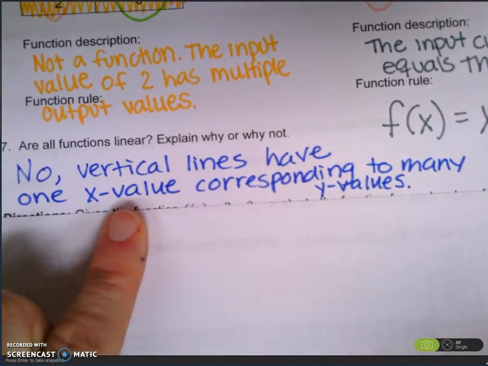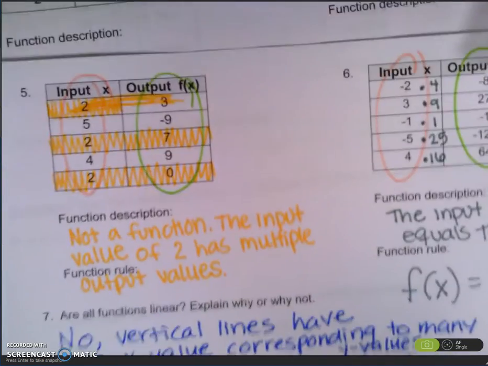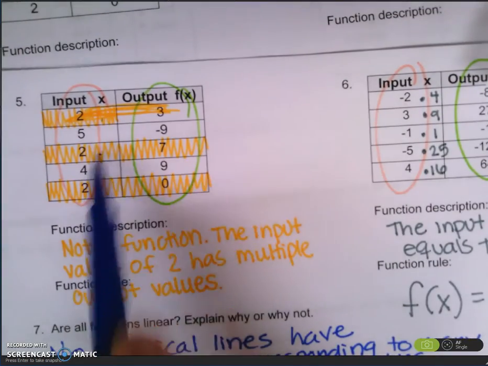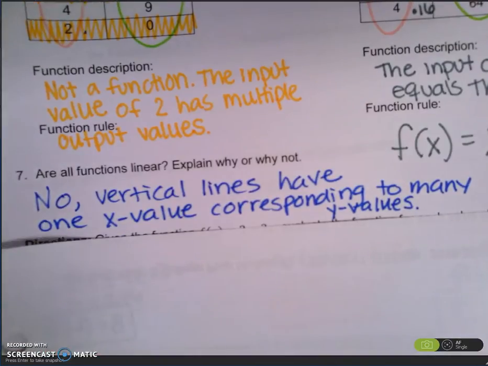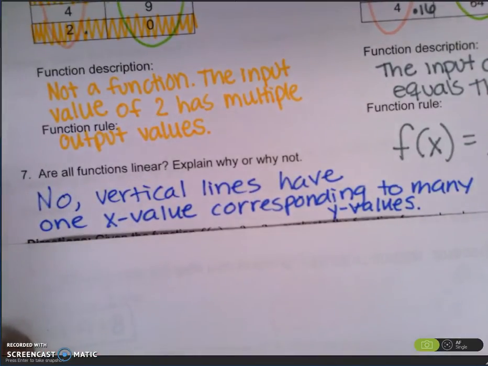Take a look, remind yourself about Table 5. Table 5, these 3 points on a graph would create a vertical line. So are all functions linear? No, because vertical lines are linear, but they're not functions.